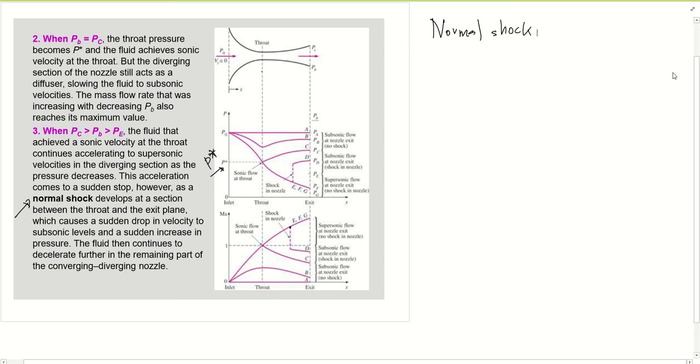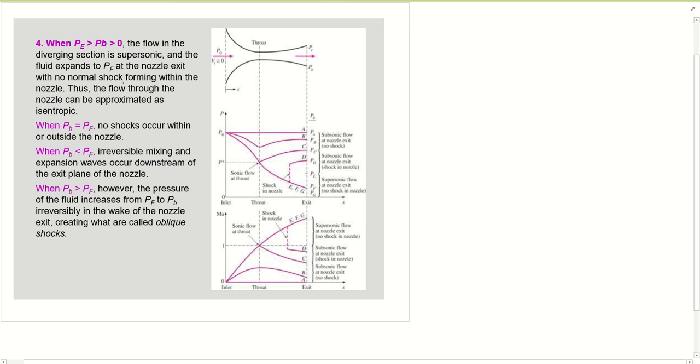What happens if we keep decreasing the pressure below PD? When PB is less than PE but greater than P0, the flow in the diverging section is supersonic, and the flow expands to PF, the pressure at the nozzle exit, with no normal shock.